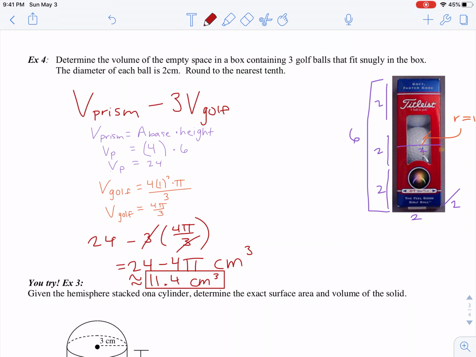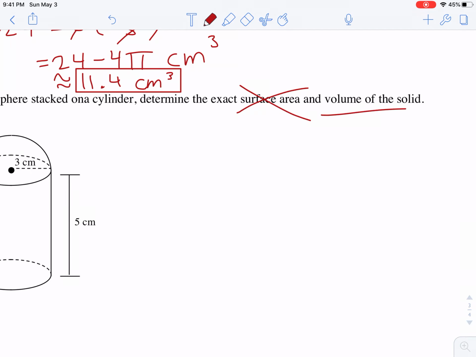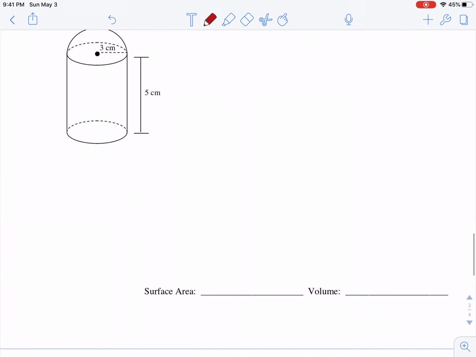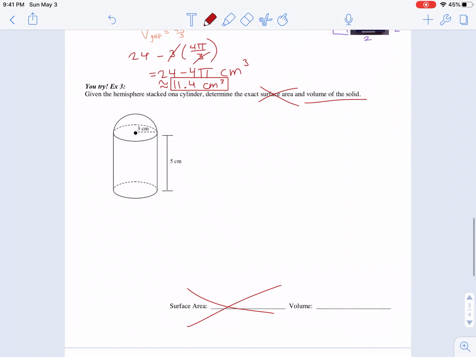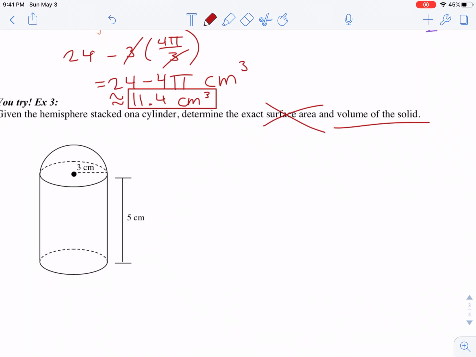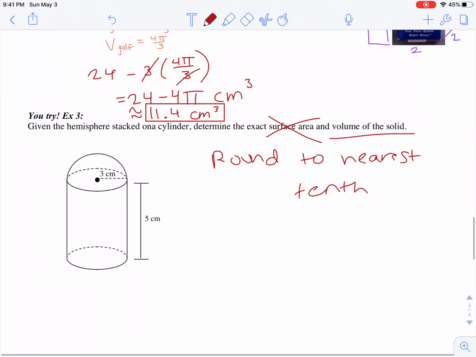Now it's your turn, and this is the last problem of the day. I'd like you to find the volume, not the surface area. That was a typo right there, just volume. The volume of the stacked hemisphere on the cylinder. So you're not doing surface area, you're just doing volume. And let's go ahead and have you round to the nearest tenth. All right, give that one a try.